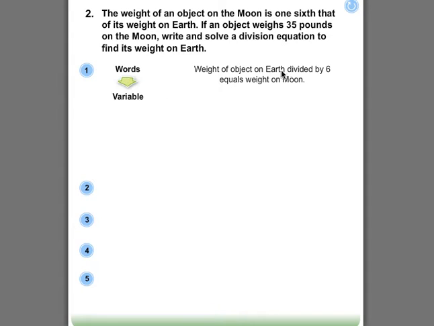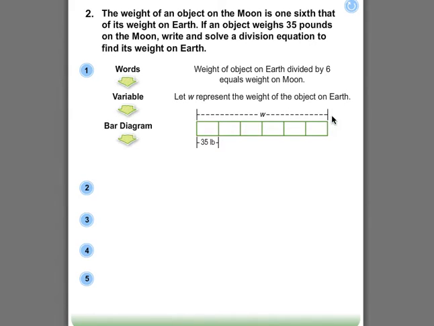The weight of an object on Earth divided by 6 equals the weight on the moon. So W is going to represent weight for the object on the Earth. We know that there's 6 parts of it, so we divide it into 6 different parts, each part being 35. That's what we understand from this equation. The whole amount is W divided into 6 parts, and each part is 35. Okay? So W over 6 equals 35. That's how we write that equation.